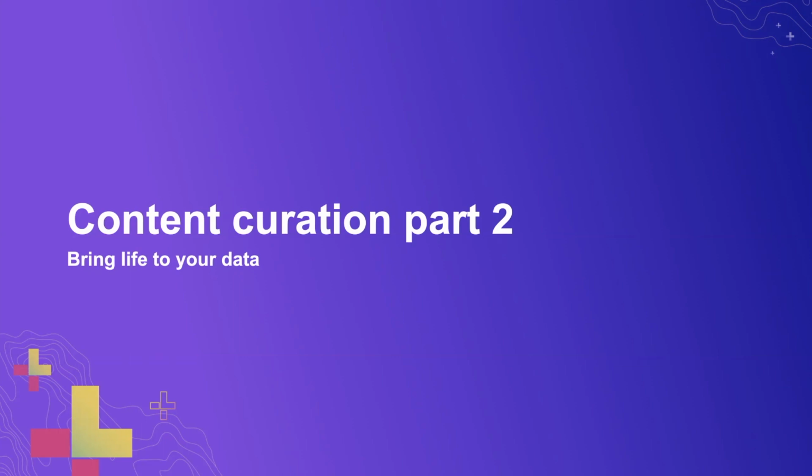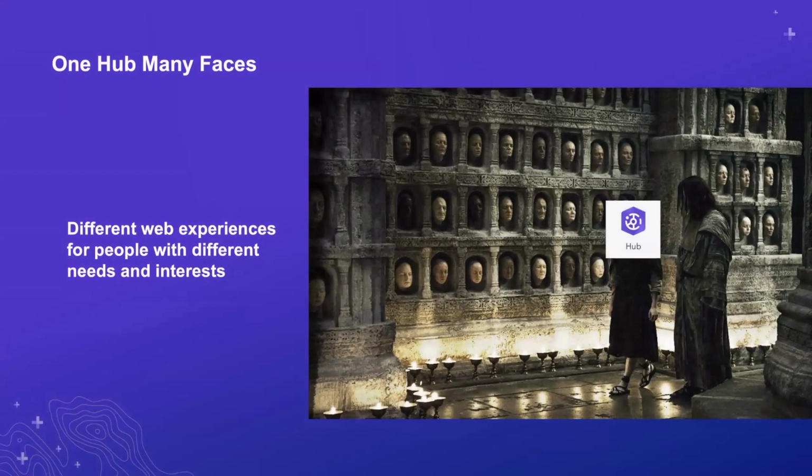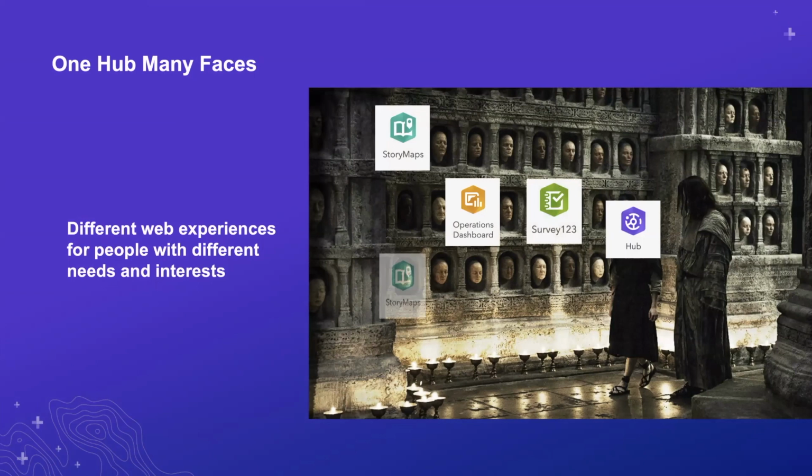So now we get to move on to bringing life to your data. I call it content curation part 2. You've done the data work. Now we want to make it interesting. It's a little morbid, but we want our one hub to have many faces. We want multiple ways that people can experience the same information.